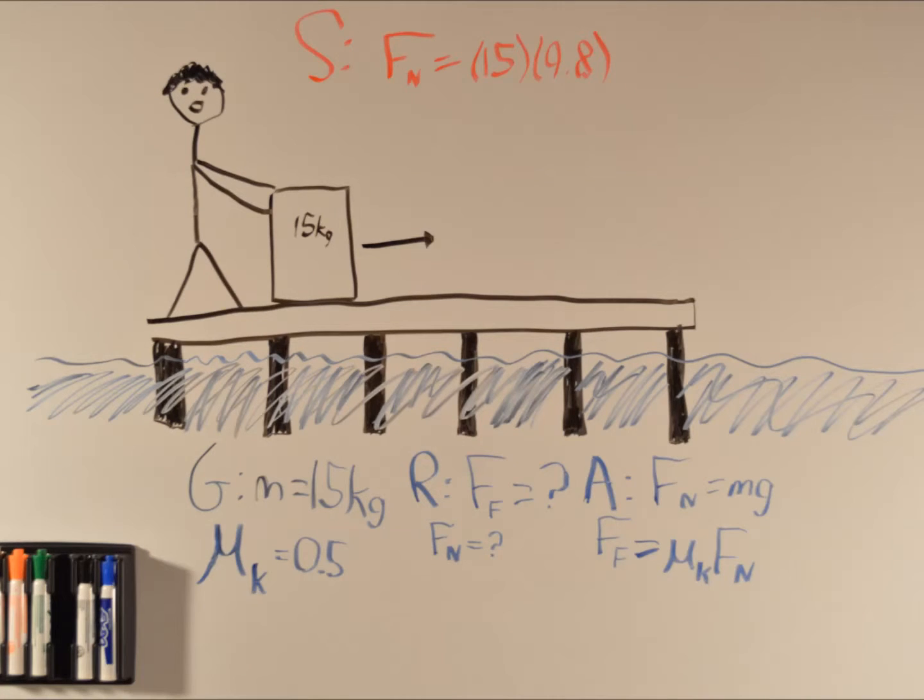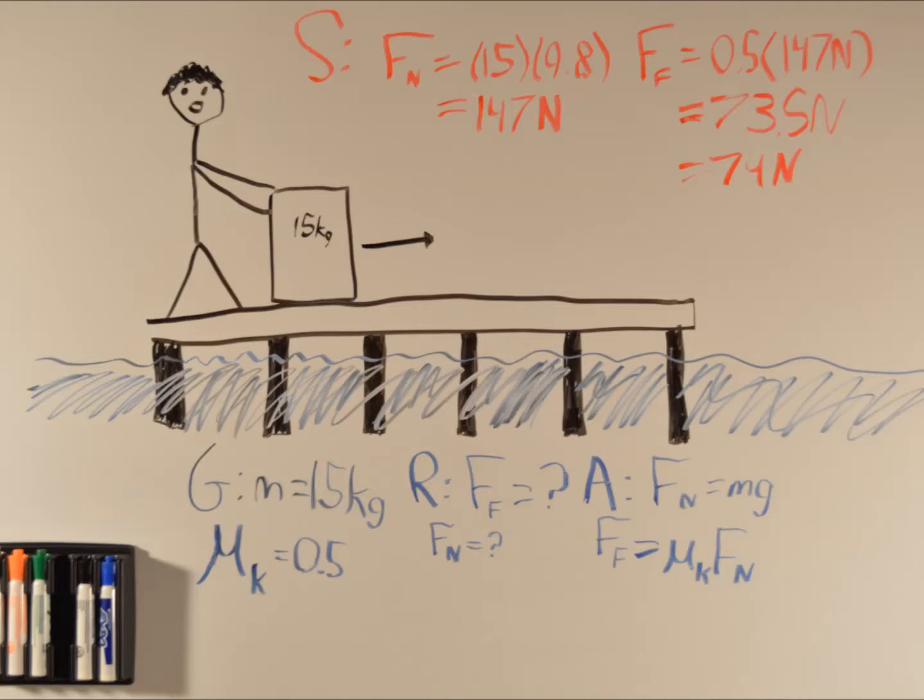So, the normal force is the mass of 15 times 9.8, which is 147 newtons. So we use that with the kinetic coefficient, multiply them together, and you get your frictional force of 73.5 newtons, rounded to 74 newtons.